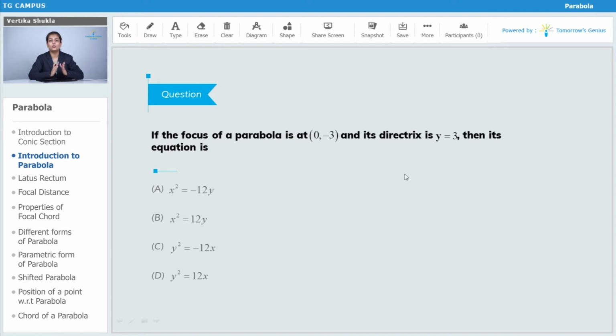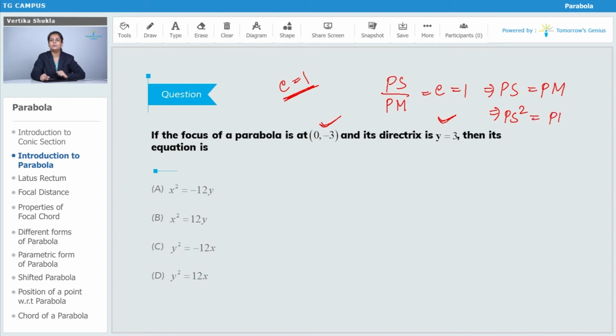As soon as I say the word parabola, one thing that should come into your mind is that the eccentricity is equal to 1. So for a parabola, what do we know? That its eccentricity is 1. If eccentricity, focus, and directrix are known, there is a definition that comes to my mind. And what is that definition? PS by PM is equal to e, which in this case is equal to 1. That means PS will be equal to PM, and so PS square will be equal to PM square.